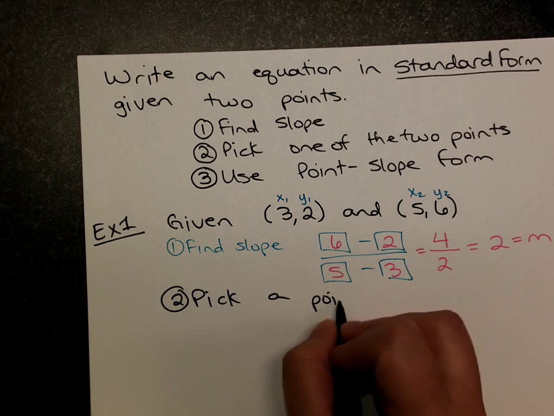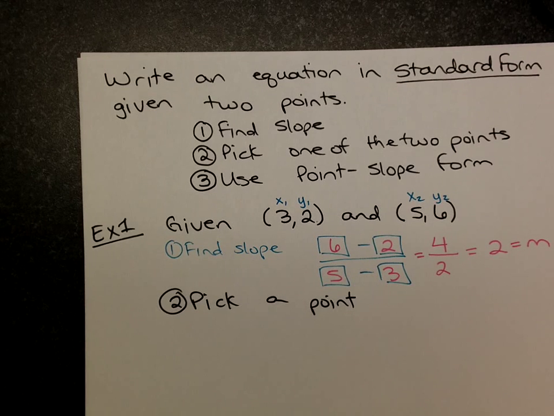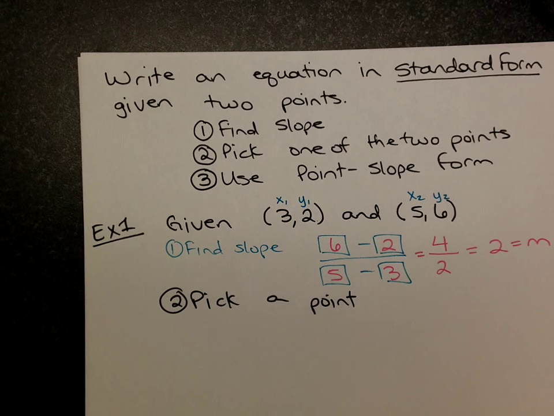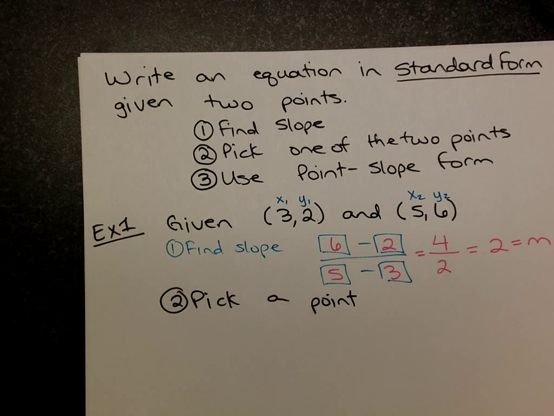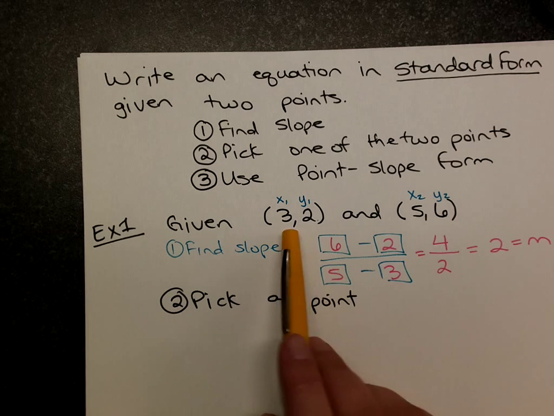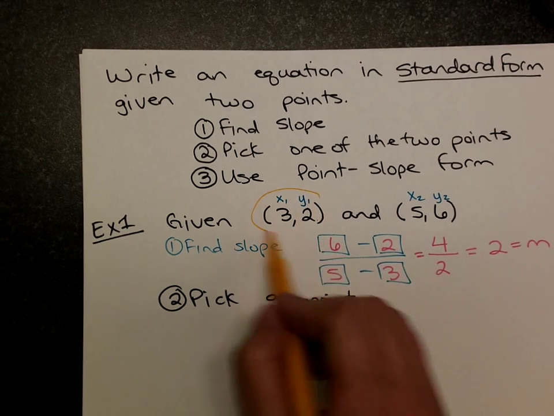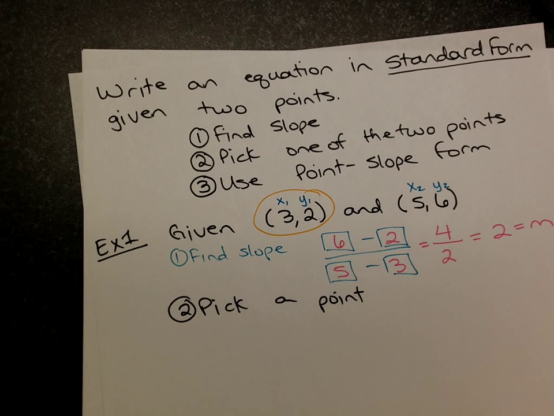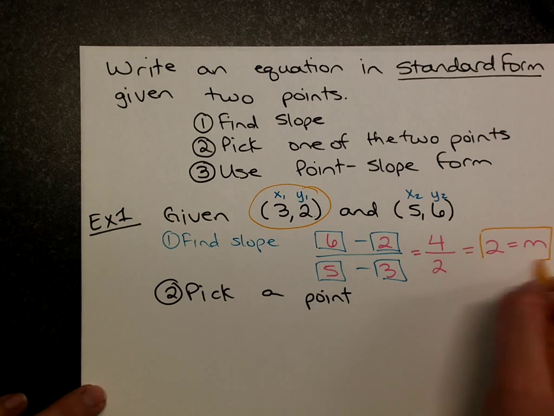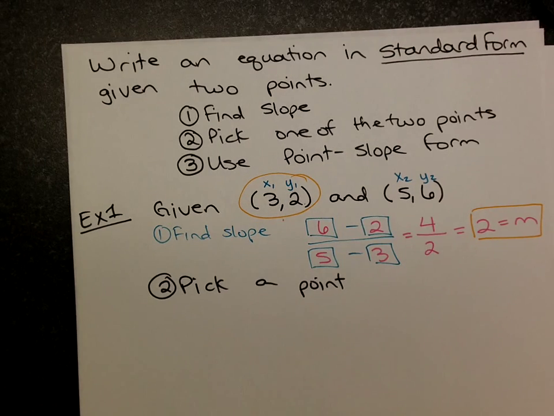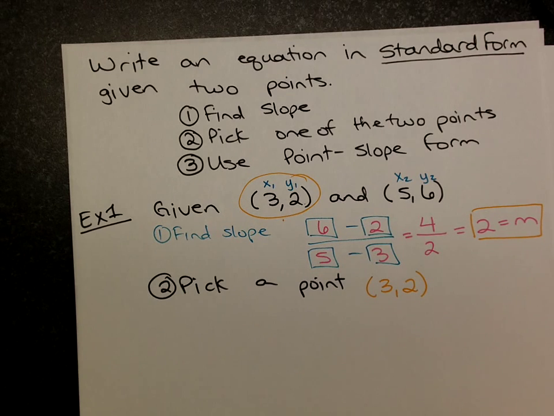And then step 2, you pick a point. Pick a point. Totally up to you. Some students go with the smaller numbers. Some students pick the numbers that are positive. Some students pick the numbers if they have a 0. It really doesn't matter. In here, these are both positive sets of coordinates. They're about the same. I'm just going to pick one of them. I'm going to pick the point 3, 2. So I'm going to use the slope and my point to use point slope form.